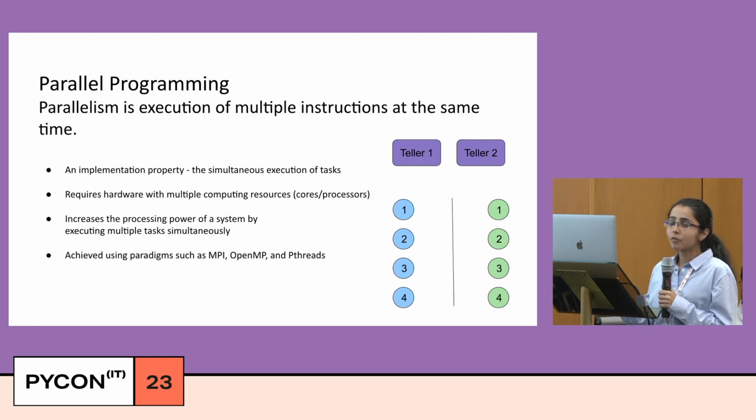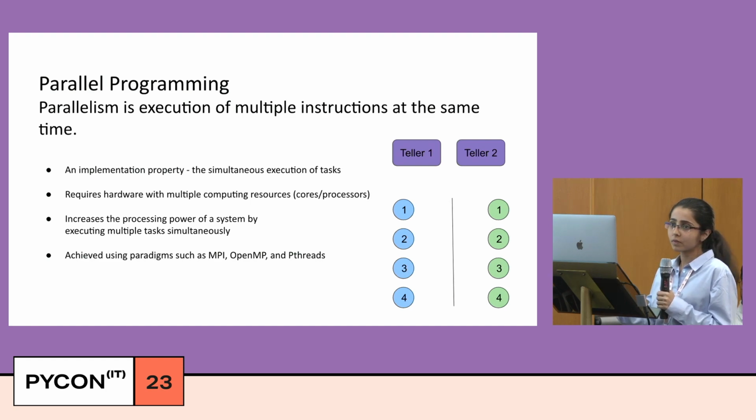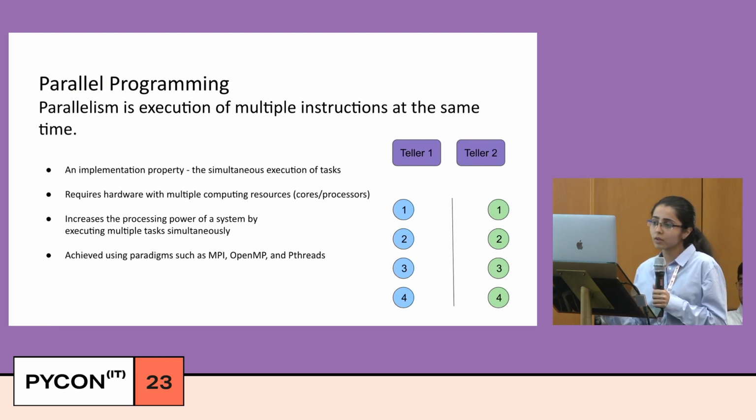Apart from designing the code, it also involves designing at the hardware level, because multiple computing resources are needed, like separate cores or separate processors. If we are using separate cores, that is known as parallel programming, and the latter one is known as distributed programming. It can be achieved using MPI, OpenMP, and pthreads, and we will be discussing MPI today.